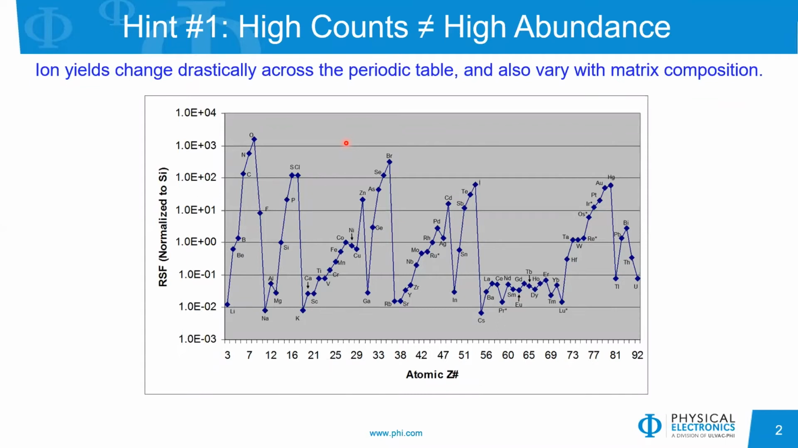The thing to remember here is that just because you see a very intense peak doesn't mean that is the majority of your surface composition. These ion yields can also change as a function of matrix composition. That means if you're looking at oxygen in a silicon matrix, the ion yield of oxygen and silicon might be very different in a metal, for instance.